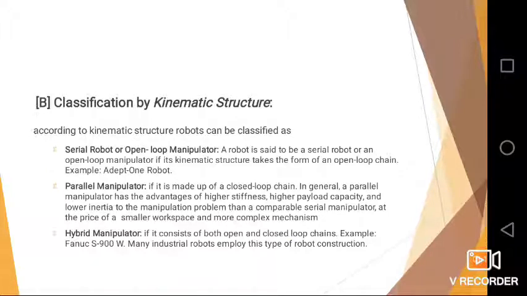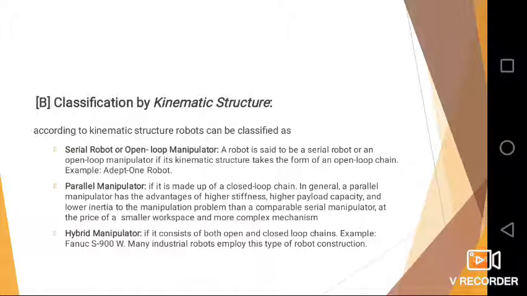A classification of robot by kinematic structure. According to the kinematic structure of robots, it can be classified into 3 categories. One is serial robot, parallel robot, and hybrid robot. A robot is said to be a serial or open loop manipulator if its kinematic structure takes the form of an open loop chain. A parallel manipulator is made up of closed loop chains.